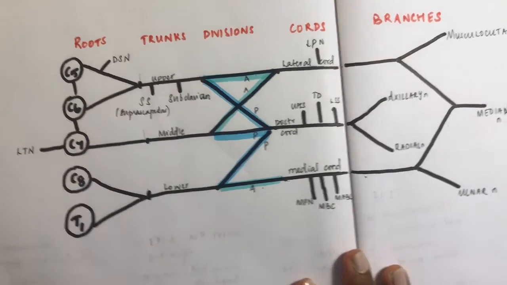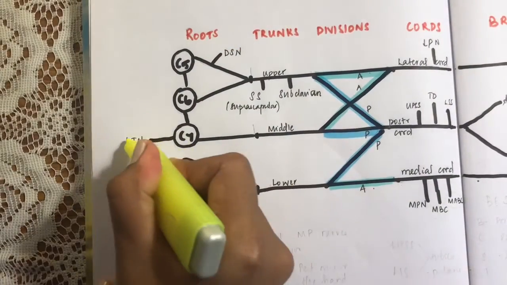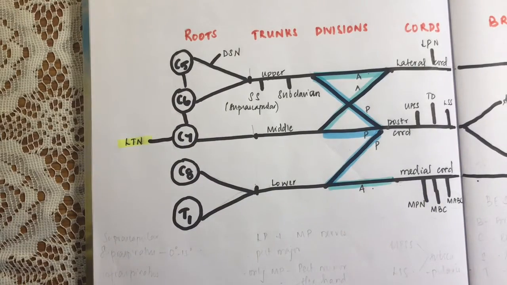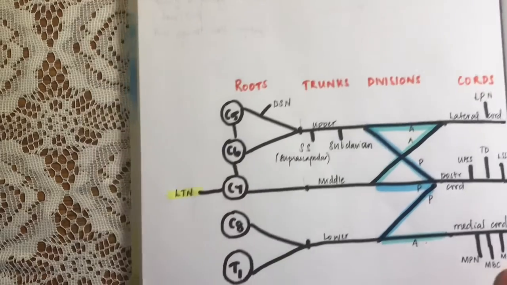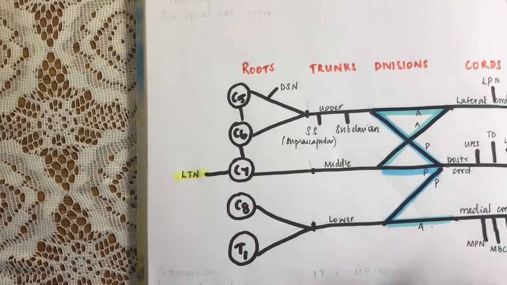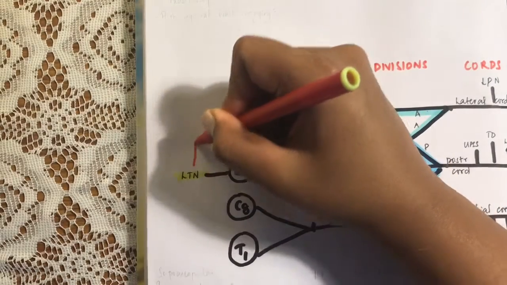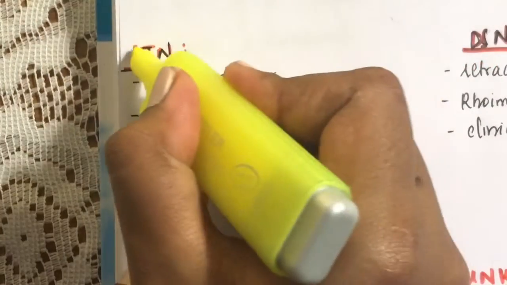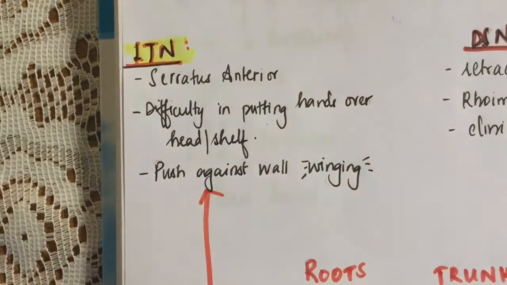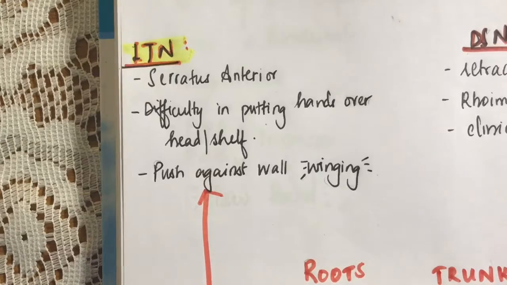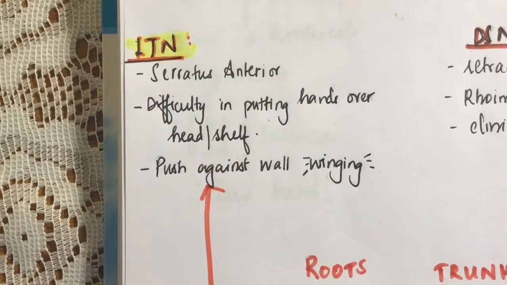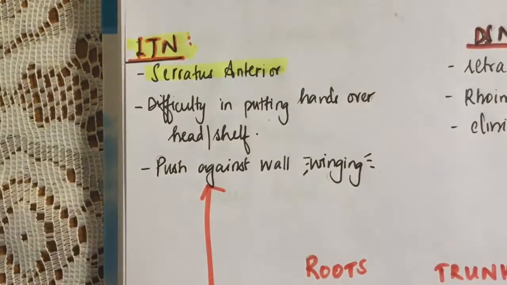So starting with the long thoracic nerve, this is a high yield nerve. It's been asked a lot, so let's discuss the long thoracic nerve. Here's about the long thoracic nerve. This nerve takes origin from the C5, C6, C7 roots, and it mainly supplies the serratus anterior.